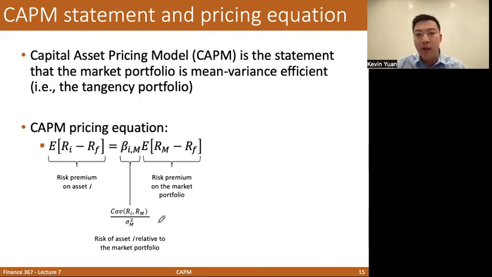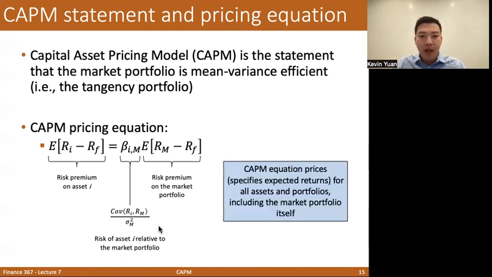If it moves with the market, it's pretty risky, because when the market does badly, it does badly. And if it's negative, well, the return's going to be lower because it's safer. Why is it safer? Because when the market tanks, this asset does well, because they move in opposite directions. And again, the capital asset pricing model equates prices for all assets and portfolios, including the market portfolio itself.